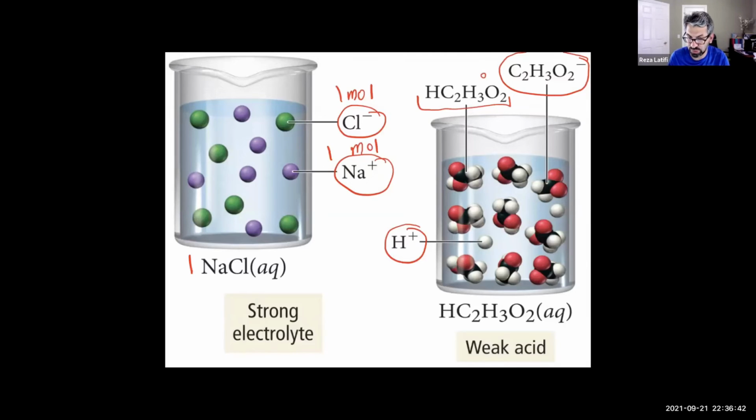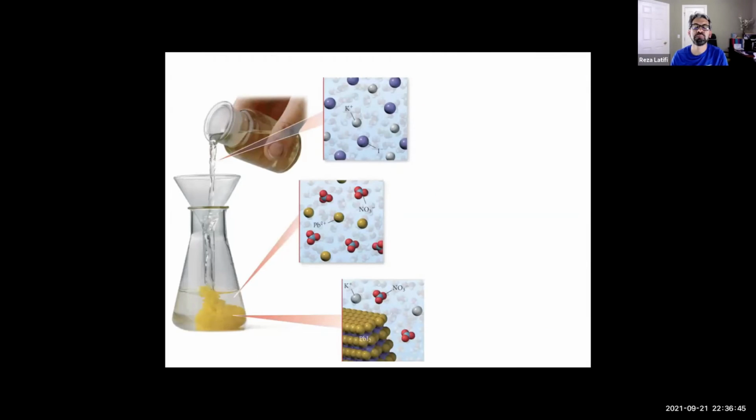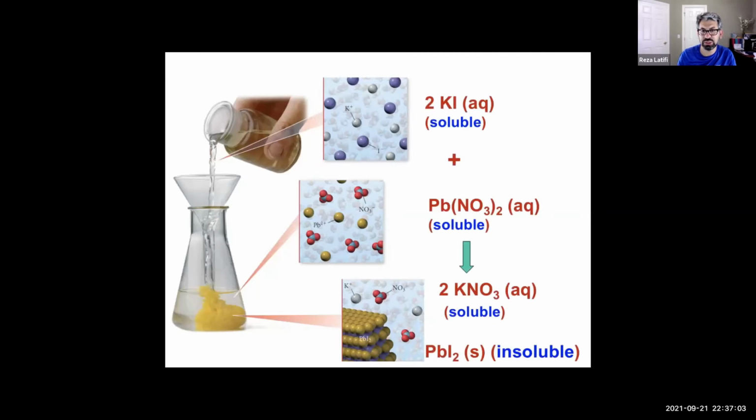That means it's not going to go through dissociation, so it's not going to conduct electricity for you. Okay. Now, we're going to start the ionic equation, and I'm going to show you the meaning of ionic equation. Let's assume you started with a homogeneous mixture, and the homogeneous mixture is KI. You add it to lead nitrate.